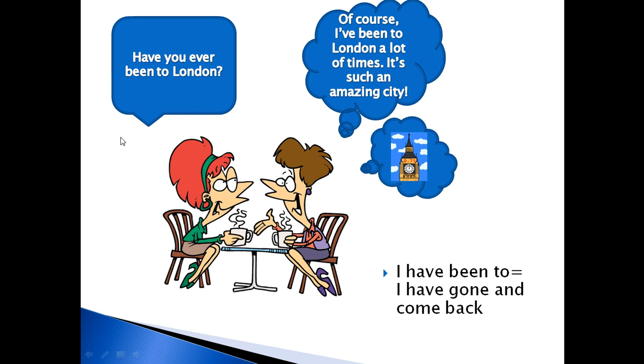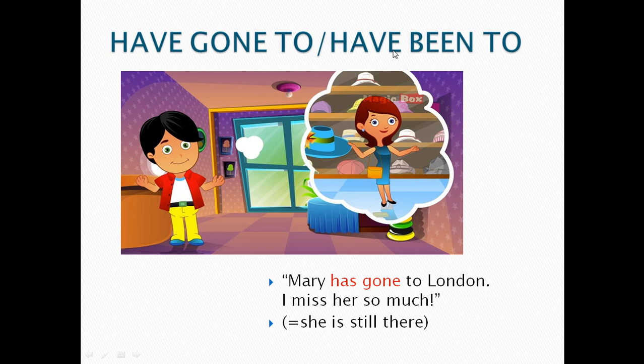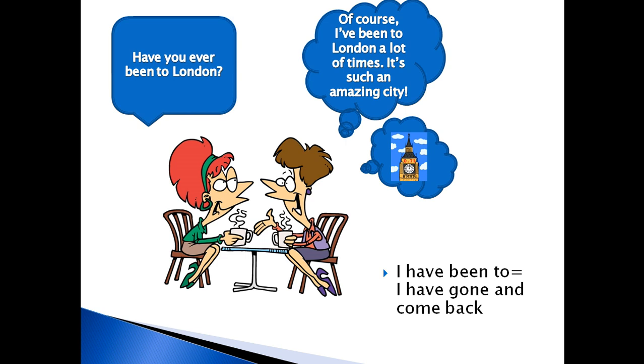Let's see these ladies, they are talking. So now this lady asks her friend, have you ever been to London? Her friend answers, of course, I have been to London a lot of times. It's such an amazing city. لاحظوا هنا استخدمت have been to ولم تستخدم have gone. شنو الفرق بالمعنى؟ ال have been means لاحظوا تساوي I have gone and came back. have been معناها انه انا رحت زرت المكان ورجعت.